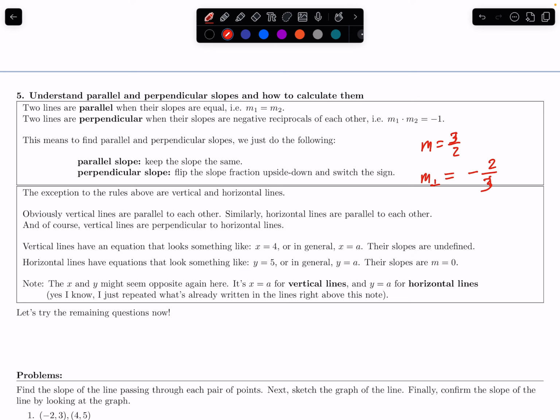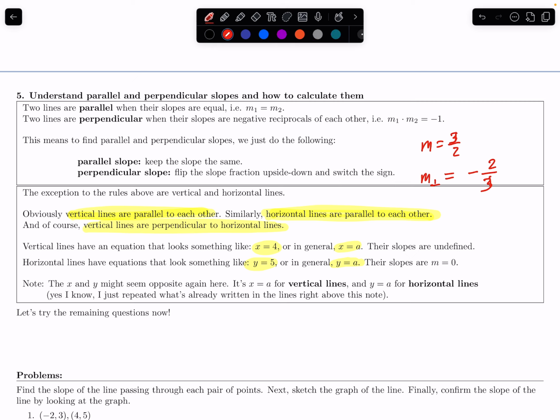That's it. Now, there's exceptions to the rule, which are vertical and horizontal lines. Obviously, vertical lines are parallel to each other, right? And horizontal lines are parallel to each other. And vertical lines are perpendicular to horizontal lines. So if they're the same, they're parallel. Opposites are perpendicular. As far as equations of the lines, vertical lines have equations with x equal to some number. Horizontal lines have equations like y equal to some number.